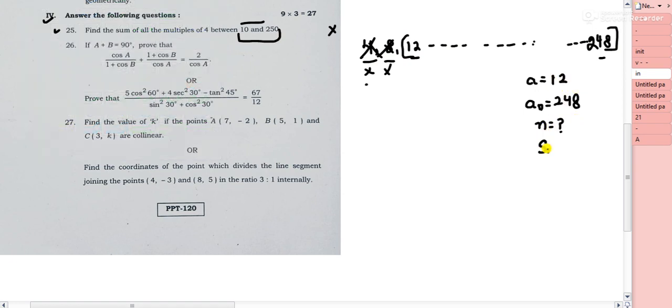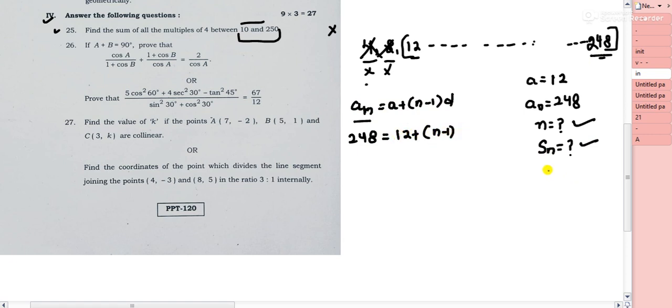So remember that a is 12, an is 248, n is unknown. You have to find Sn. Right? So how are you going to do that? First we have to find which one? n. Since it is a 3 marks question, you have to find n first, then Sn. So using this formula, an equals a plus n minus 1 into d. At the place of an, the nth term, we can write 248, which is equal to a is 12, plus n minus 1 into d. What is d? d is the multiple of 4, so it is 4.